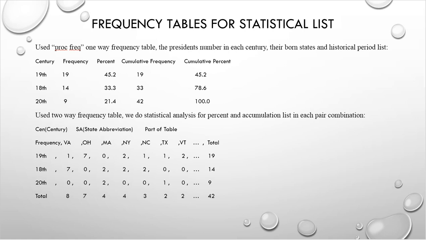We also can use a two-way frequency table to calculate some one-way frequency table results. Like there's a very detailed list for a line or row, or just a column. We use a column to count how many presidents come from states like Virginia. In the 18th century we have 8 presidents born in Virginia, and we also know the line here, like in the 20th century, totally 9 presidents were born in that period.